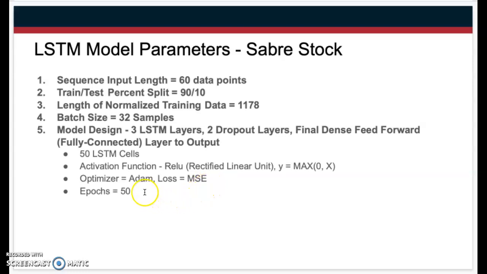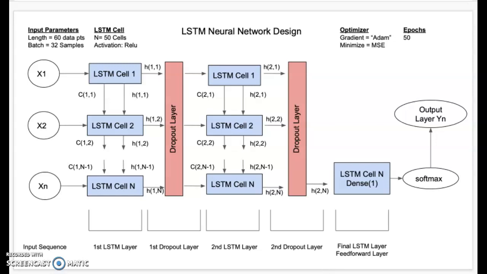And in this one, with a lot more data and more layers, we used 50 epochs, or 50 training cycles. So here's a diagram of the initial LSTM model that was used to predict our historical stock price data for Sabre. The input parameters: we had a length of 60 data points. Our batch size was 32 samples. We already talked about how we had N neurons, LSTM cells, and then our activation function was ReLU.